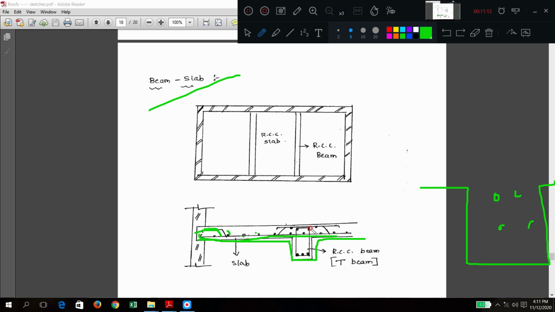Now what is this? This is the section for beam. Beam cross section appears like this. Beam like this. Main bars. These are called stirrups.